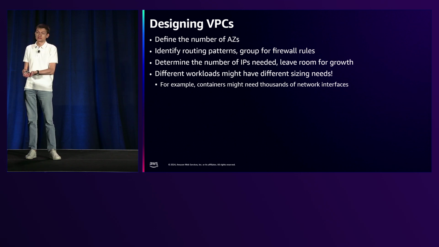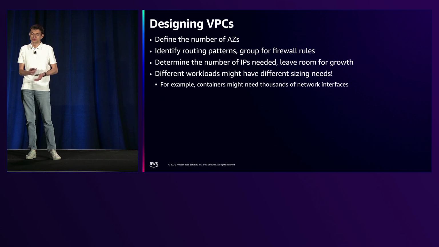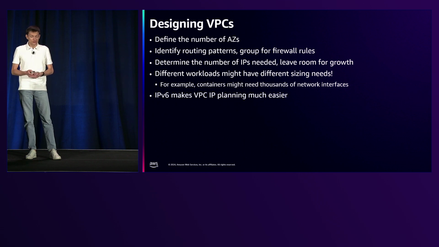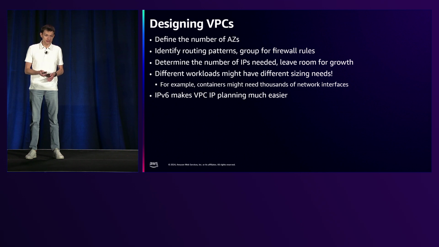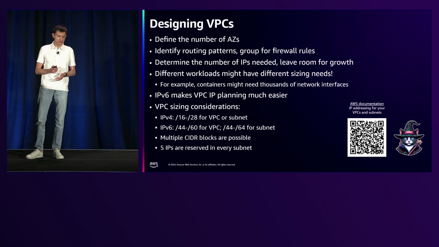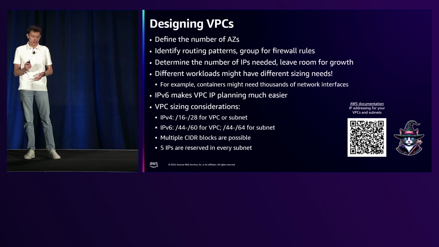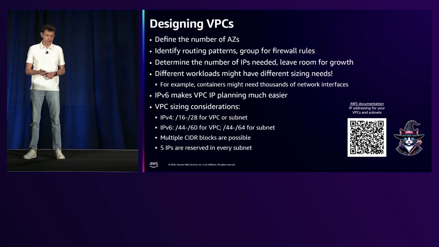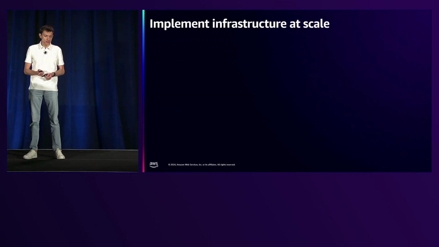And your different workloads might actually have different sizing needs. Maybe if you're using containers, you need thousands of network interfaces, so that VPC will be much bigger. For IPv6, the IP planning is just so much easier. Almost every subnet is /64. There are a number of VPC sizing considerations that you would want to look up in this documentation page that you need to take into account.